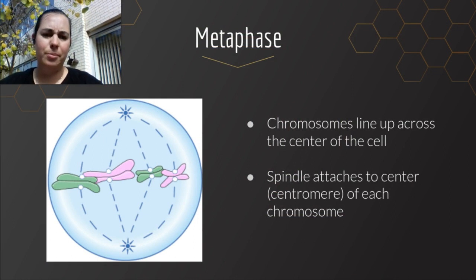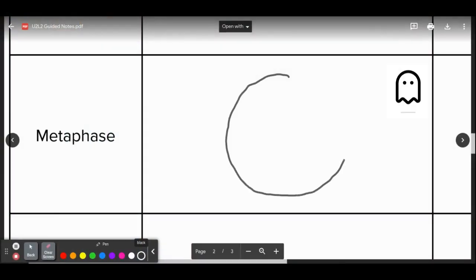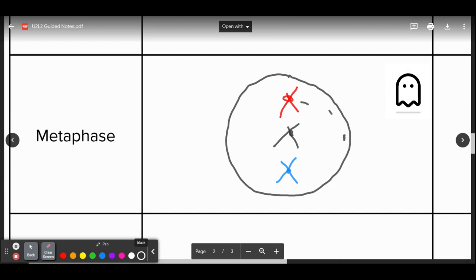In metaphase, the chromosomes line up in the center of the cell. The spindles attach to the centromere, remember, of each chromosome. If we look here, each chromosome has a centromere, and those spindle lines are attaching in. In metaphase, I have my cell. My chromosomes move to the center of the cell, metaphase, middle. And then those spindles attach to the centromere. So I'm going to draw my centromere. And then from the ends of the cell, I'm going to add my spindles because that's where they attach from. And they attach to those centromeres.